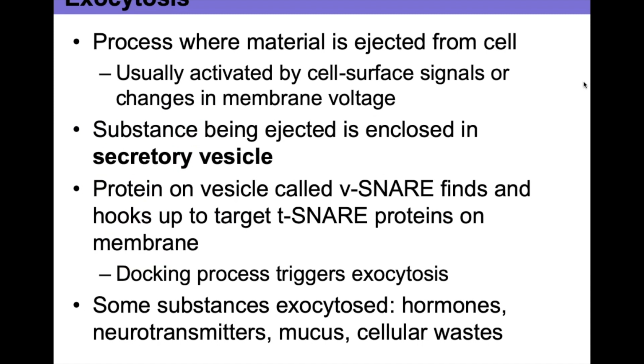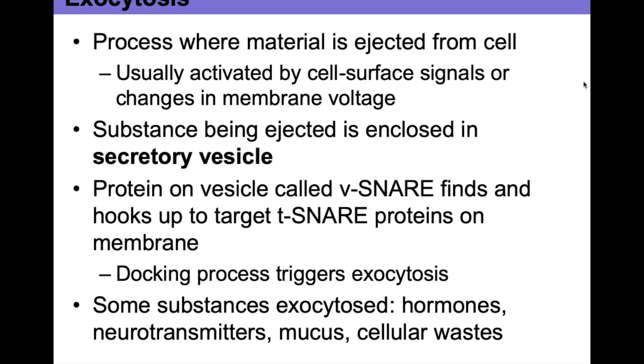On the flip side, you have exocytosis. So we just talked about endo, which means into, endocytosis. This is exocytosis. So how do you get rid of stuff? This is a process where materials are released or ejected from the cell. It's usually activated by cell surface signals or changes in the membrane voltage, which, remember, has to do with the charges of the ions that are on either side of the cell membrane.